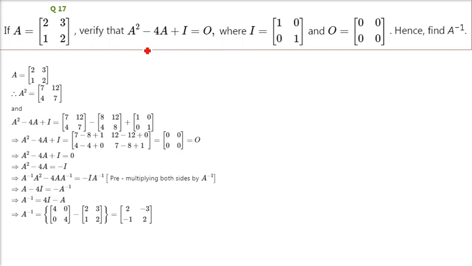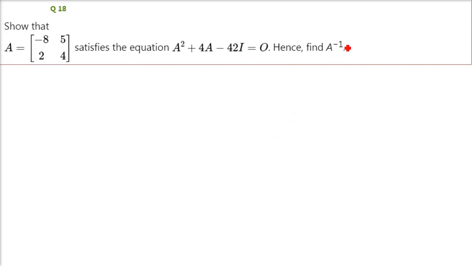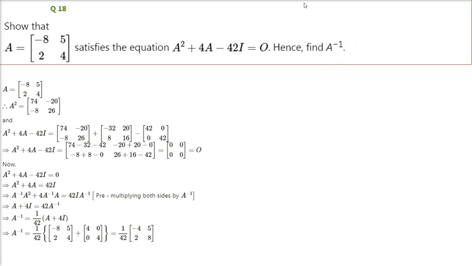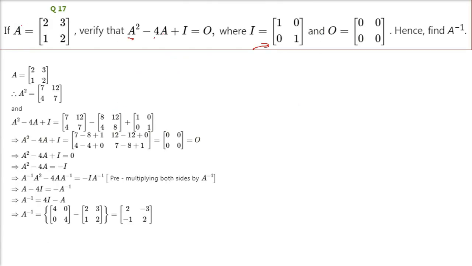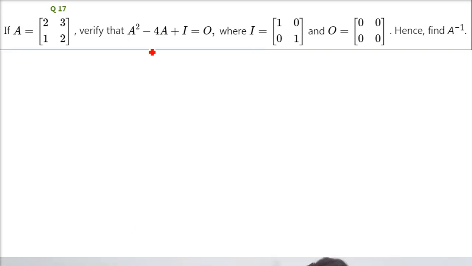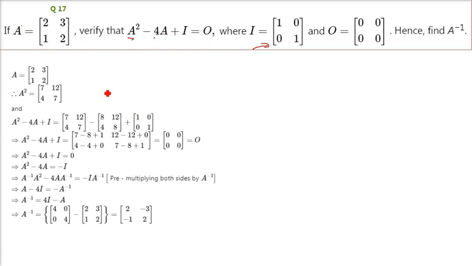Now these are the questions which follow. So we need to find out A inverse, here also A inverse. So there are various questions. Let me do this question properly so that you are comfortable in the next questions. So what we'll do here is, this is A, and we'll multiply A with A, that is A square we are going to find out. So this is A, 2 3 1 2, and this is also A, 2 3 1 2.